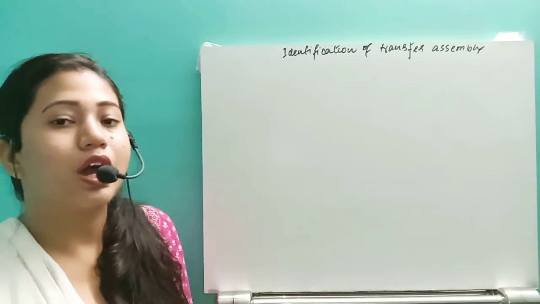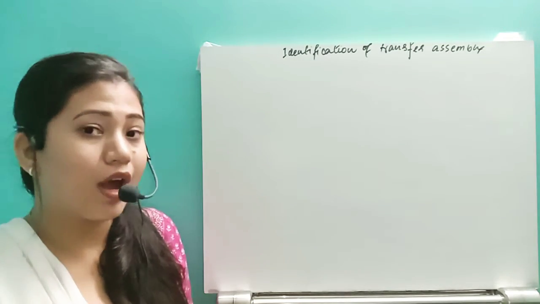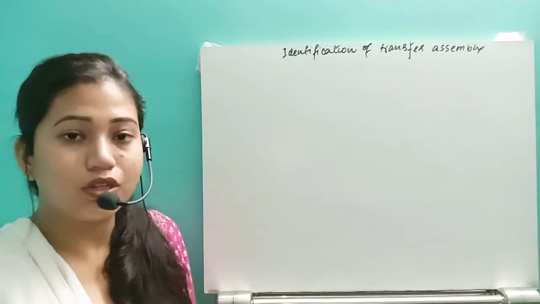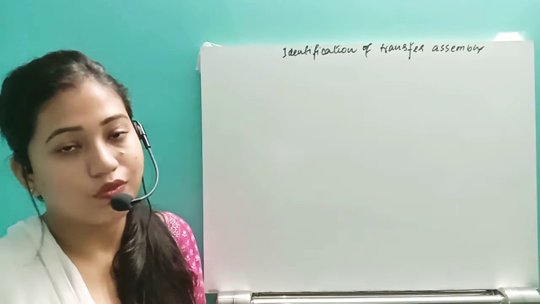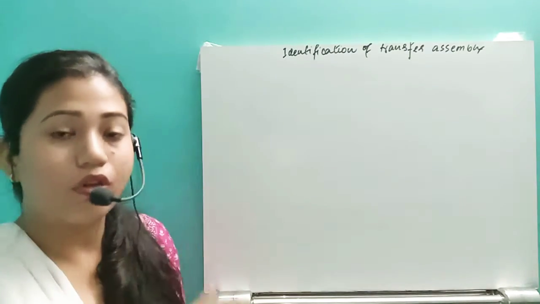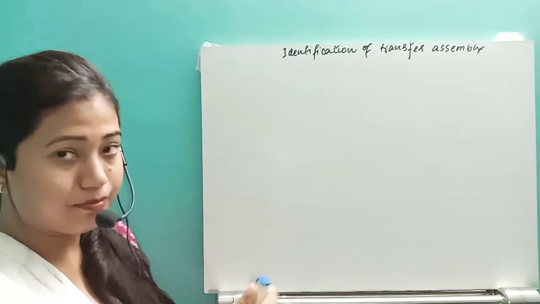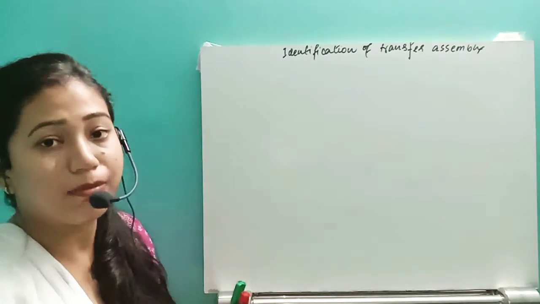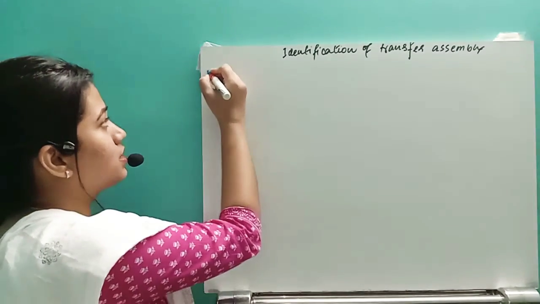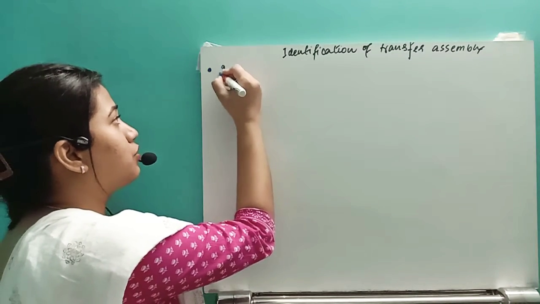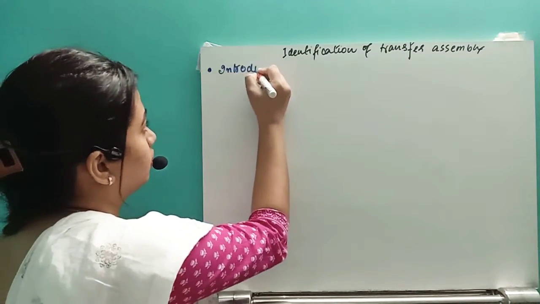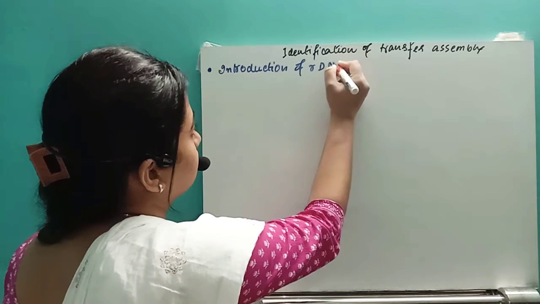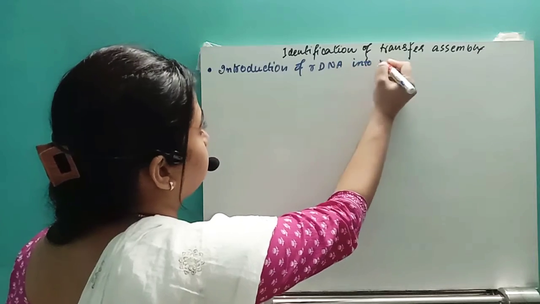So before coming to the identification of transformants, why we have to go for the transformation, or why we need to identify all those things, we are going to see now. First of all we will see it step by step so that you can understand actually what the aim is. The first step is introduction of rDNA into the host.